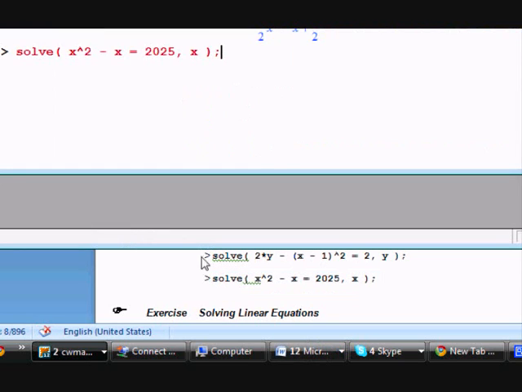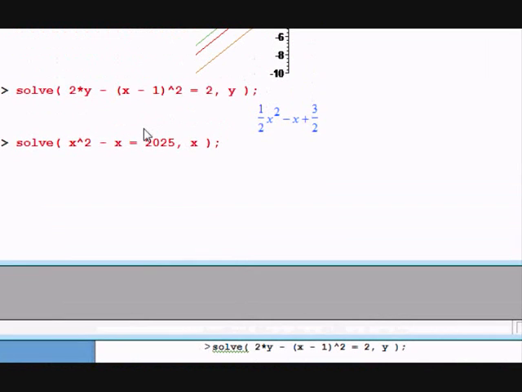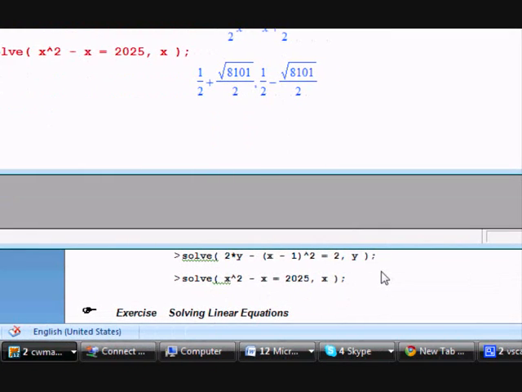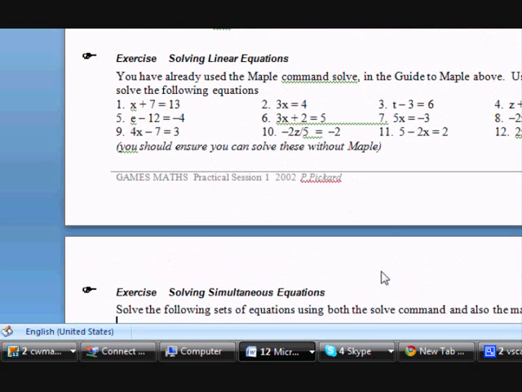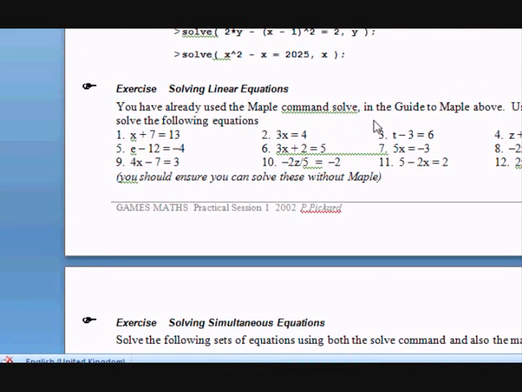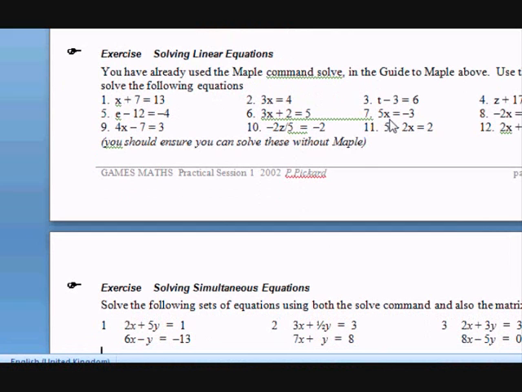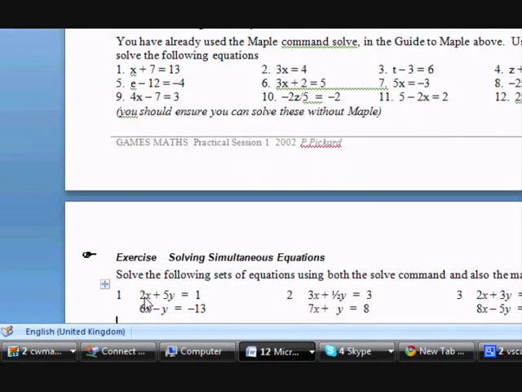Let's just try a different one. Solve x squared minus x equals 2025 in terms of x. This is a classic sort of quadratic equation, so of course we get 2 answers. x equals a half plus the square root of 8101 divided by 2, and x equals a half minus the square root of 8101 divided by 2. So we can use the solve command to solve basic linear equations, and you can have a go at some of the exercises there.